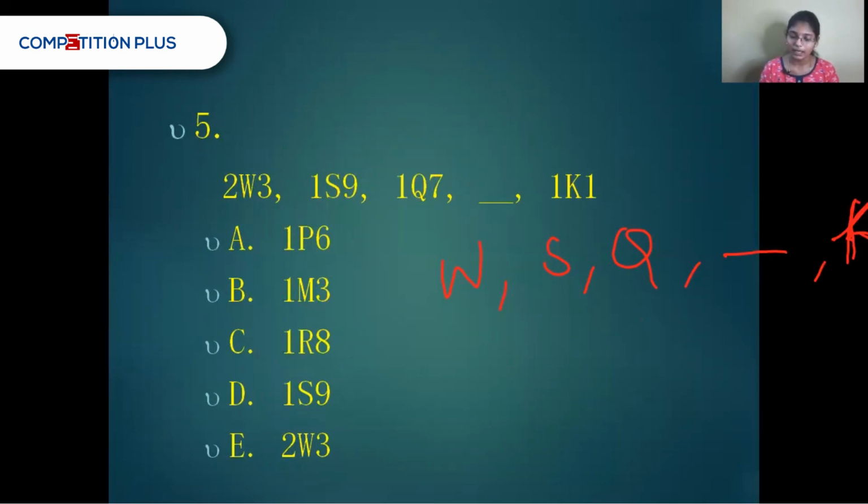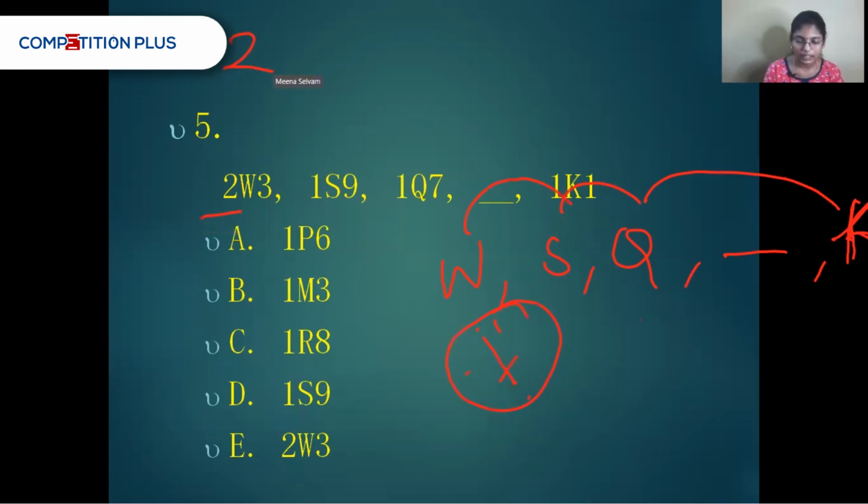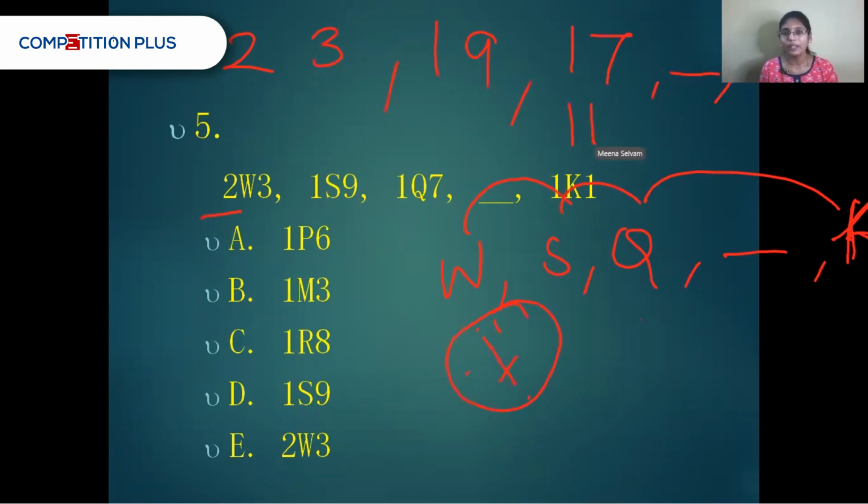Just observe here, the letters have a huge variation between the next terms, right? So we have to think in other ways of logic. As of now, let it be. Now compare the logic of the numbers here. You have 2, 3 in the first term, 1, 9 in the second term, 1, 7 in the third term, and in the last term you have 1, 1. So think whether you have any relation between the numbers. These numbers are nothing but prime numbers. So the missing prime number is 13.